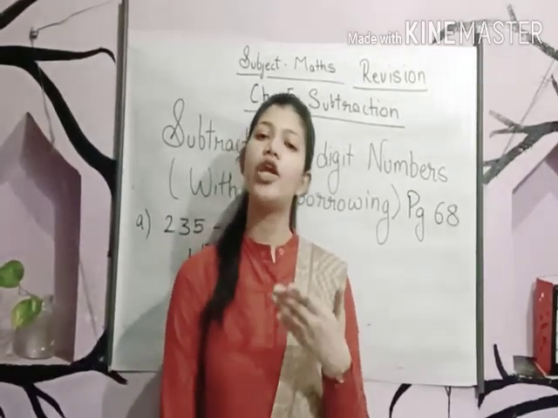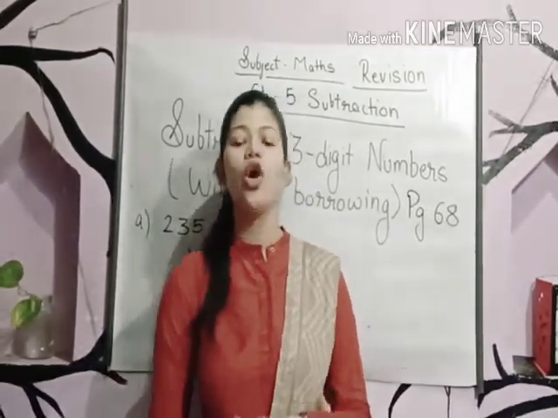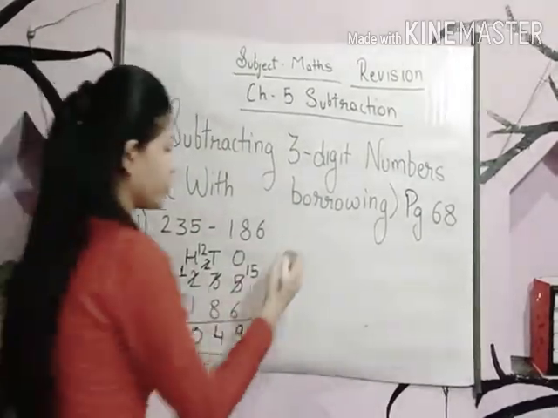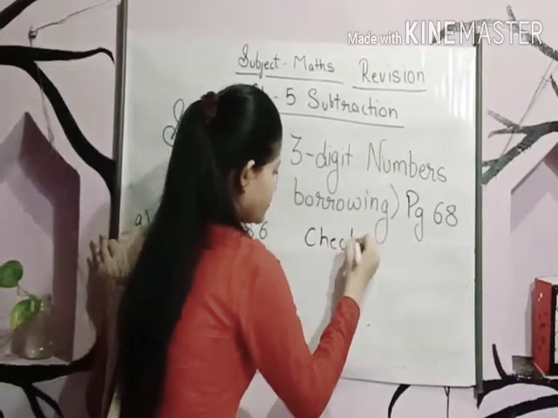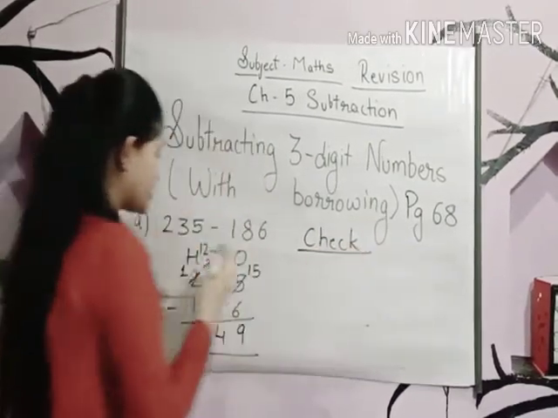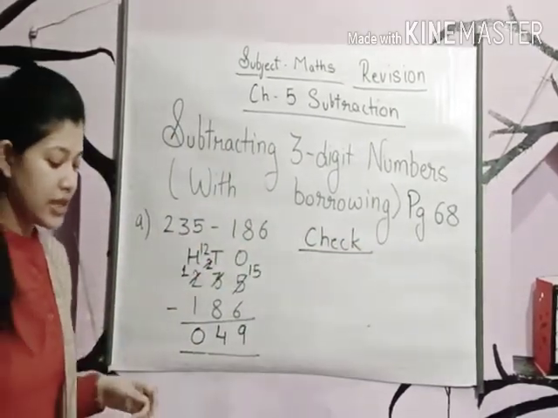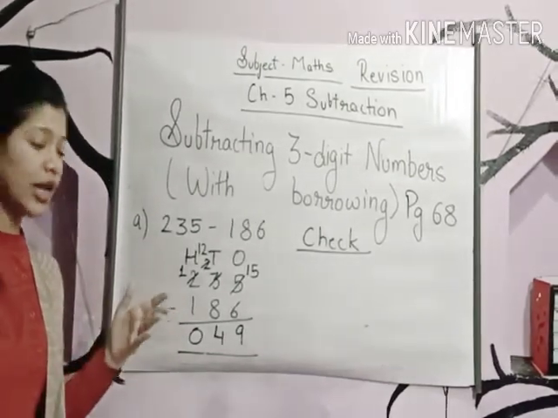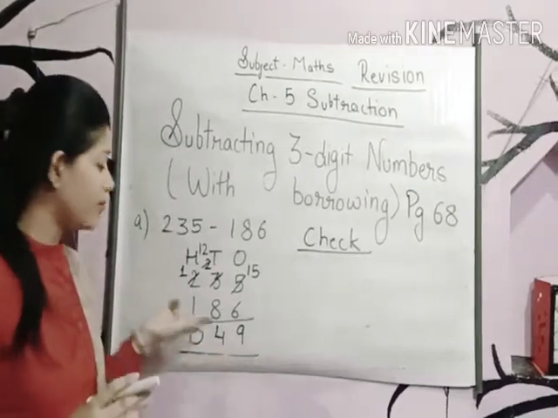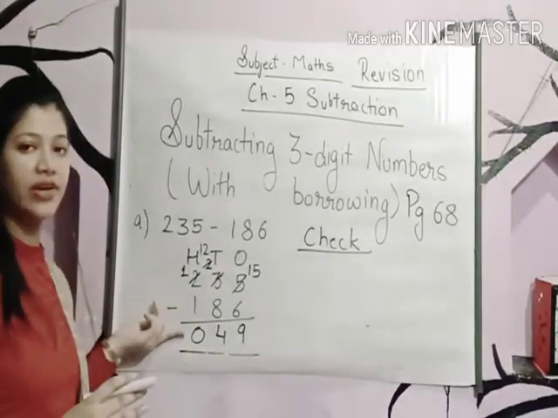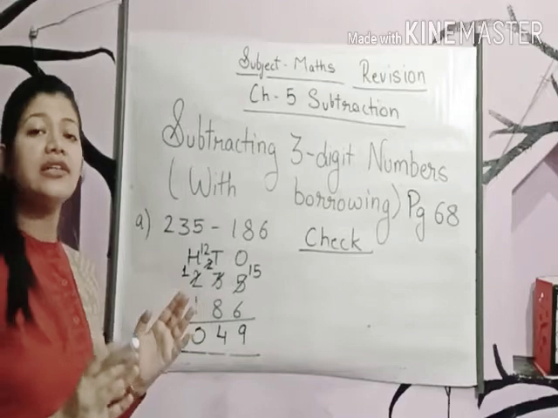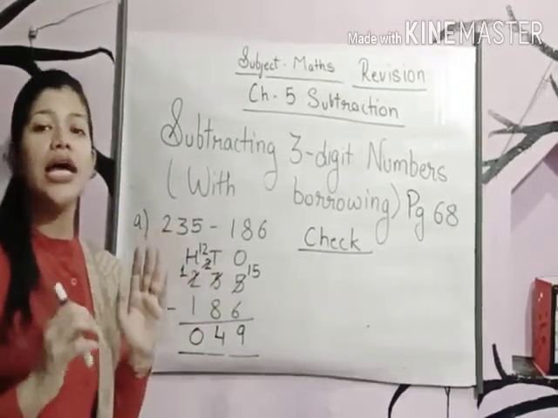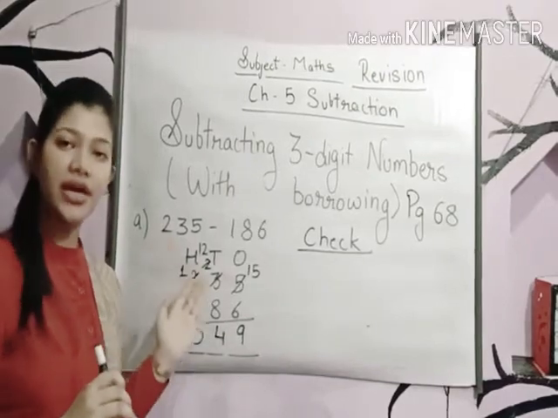Now students, see here one more option is given, that is check. Check means to verify your own answer, whether it is correct or wrong. So let's see how to verify your answer. Whenever you want to check your answer, what you can do is add the subtrahend and difference. If the answer is the same as the minuend, then it means your sum is correct.